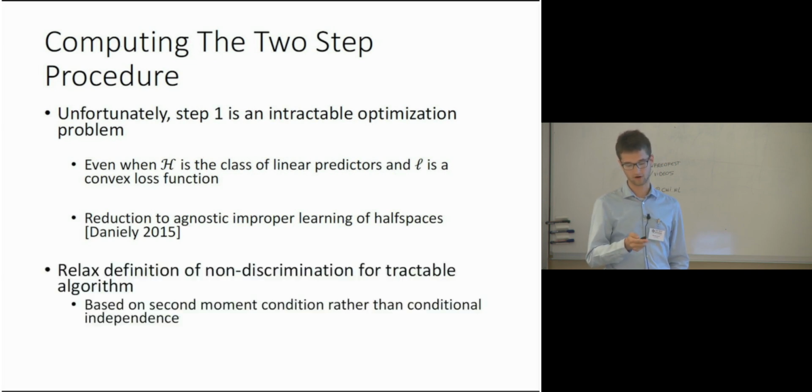To conclude, our work also presents a relaxation of the equalized odds definition of non-discrimination, this time based on a second moment condition rather than a conditional independence condition. The two are equivalent in the case that the data X, A, and Y are all jointly Gaussian. We show that this definition of non-discrimination leads to a tractable version of the two-step procedure, and we can also get a similar guarantee in terms of accuracy and second-order non-discrimination.